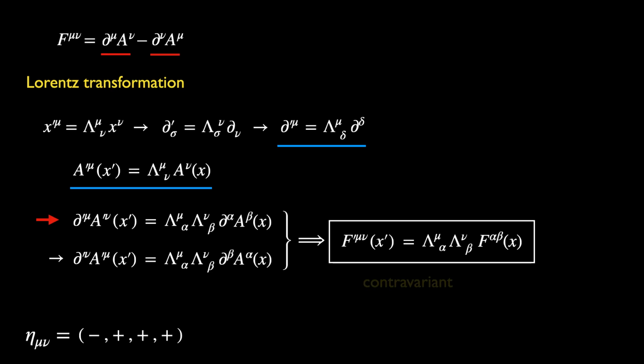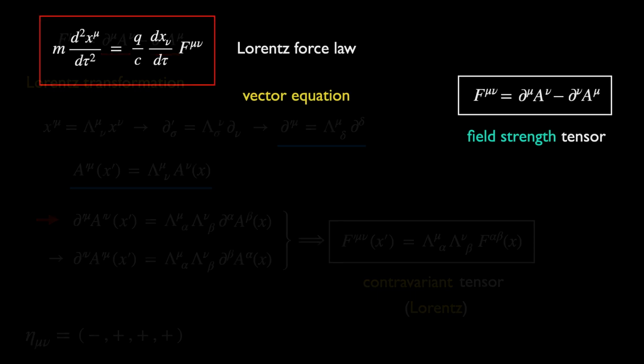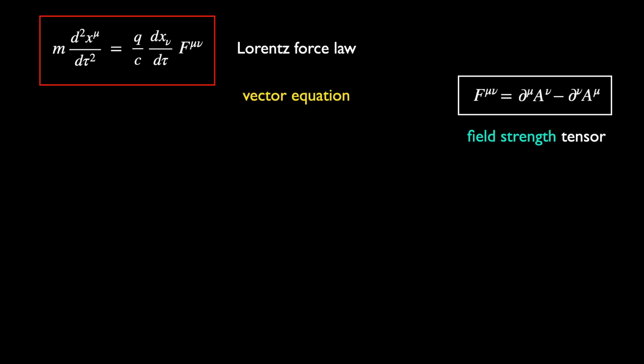Thus F mu nu transforms like a contravariant tensor under Lorentz transformation. Later on, while dealing with general relativity, we will find that F mu nu actually transforms like a tensor even under general coordinate transformations. This is due to some cancellation that occurs between these two terms. But that's for later. Thus we have verified that the Lorentz force law is really a vector equation by showing that F mu nu is a tensor.